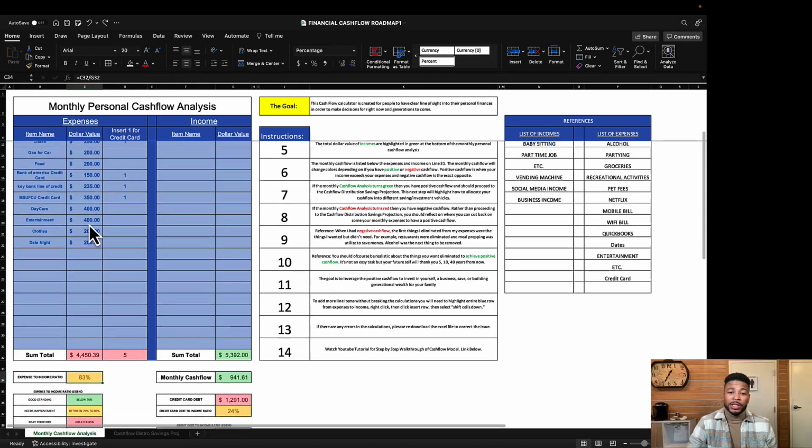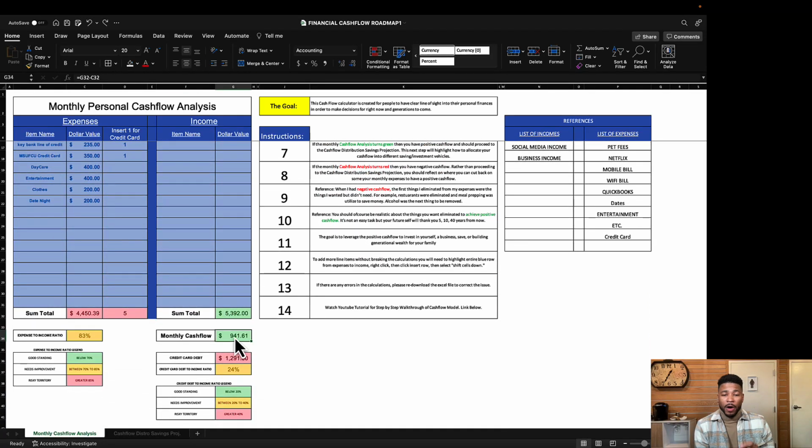Now here you see our monthly cash flow based off of our revenue, which is $5,392, and our expenses are $4,450.39. We have approximately $941 in excess monthly cash flow, which is good. We have positive monthly cash flow.